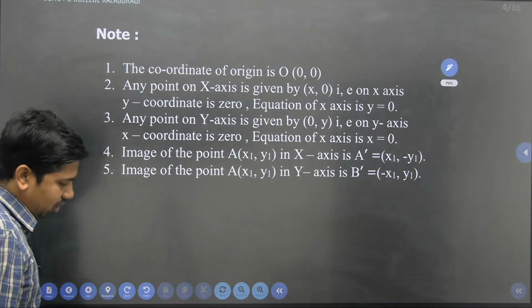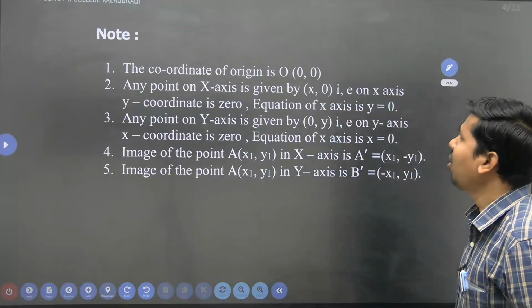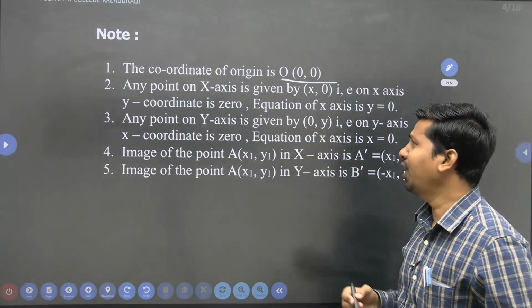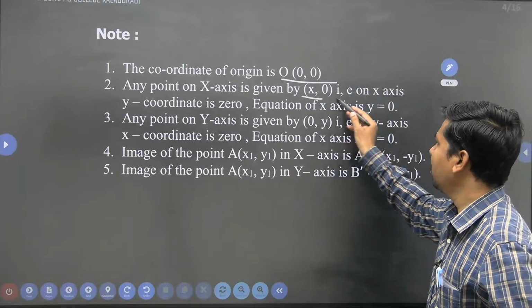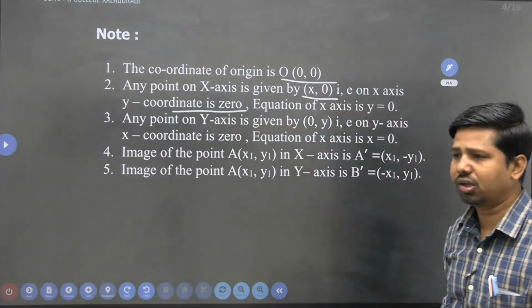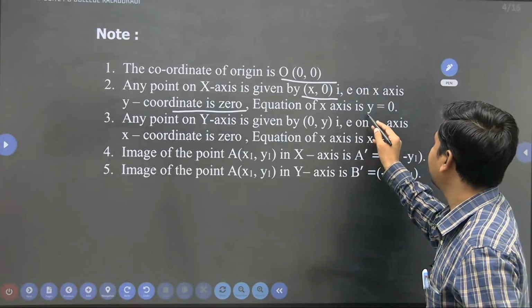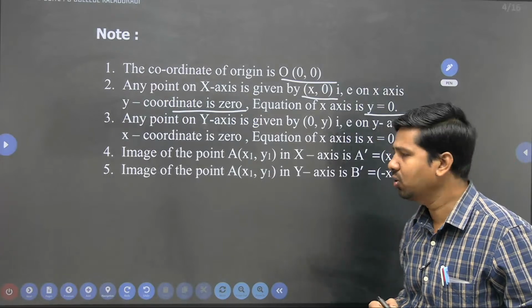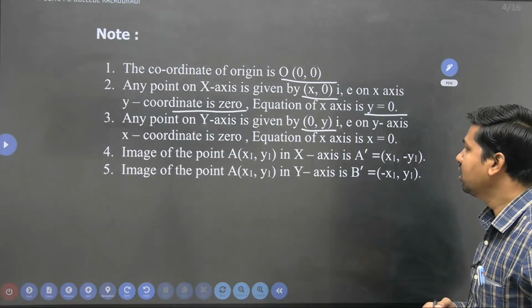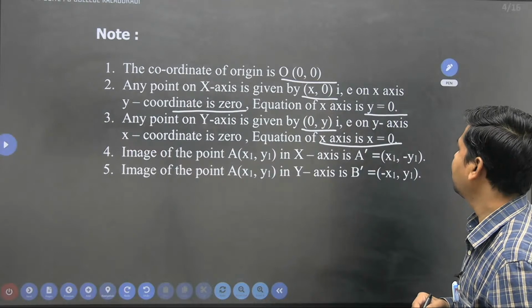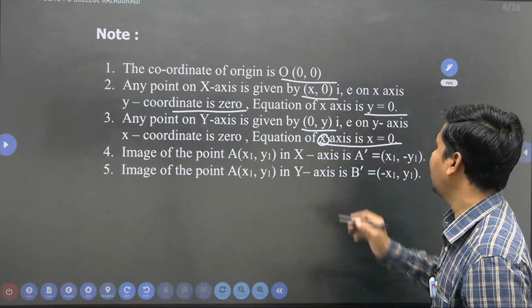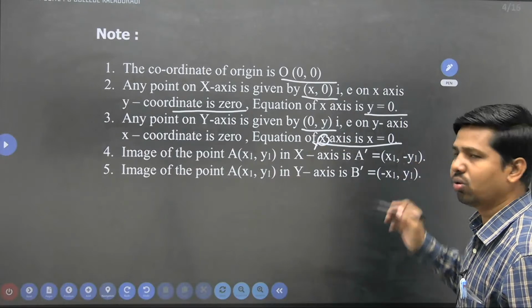Some notes. The coordinate of the origin is 0 comma 0. Already we discussed that any point on the x-axis is given by x comma 0. That is, on the x-axis, the y coordinate is 0, and the equation of the x-axis is y equal to 0. Any point on the y-axis is given by 0 comma y, that is, on the y-axis the x coordinate is 0. The equation of the y-axis is x equal to 0.